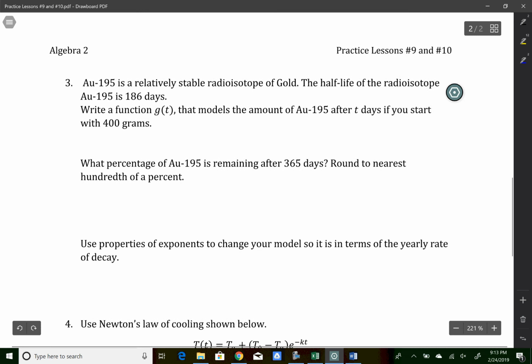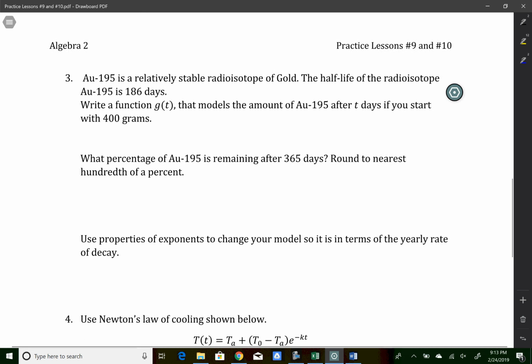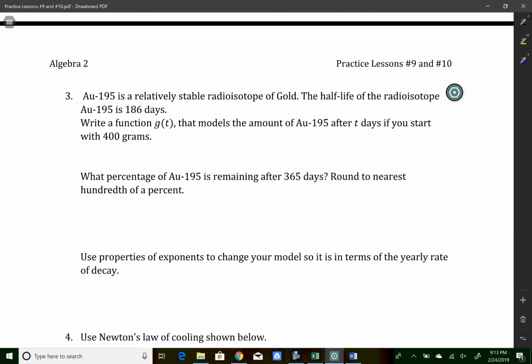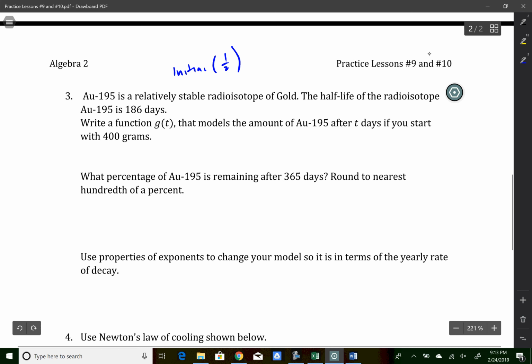Okay, on to half-lives, right? So something that we noticed about half-lives is we always have kind of like the same equation. It's always the initial times a half, all to the time over the amount of time it takes to make a half-life.